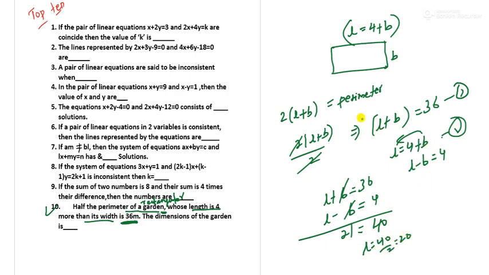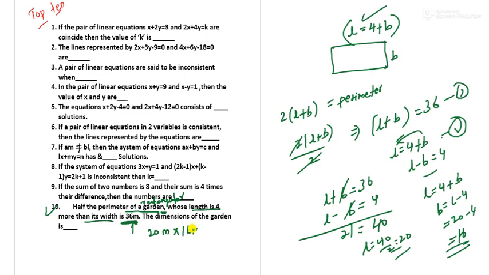Now what will be b here? L is 20, b will be, if I substitute in any of the equations, either this or this. So L equals 4 plus b, b equals L minus 4. So 20 minus 4 equals 16. So this is the answer. But here they have given in meter, so this also should be 20 meter and 16 meter. Dimension means their length and width. So 20 meter by 16 meter is the answer.